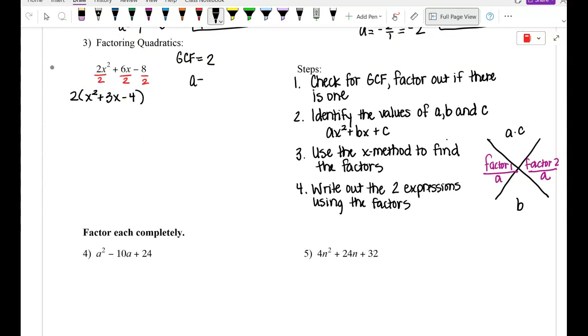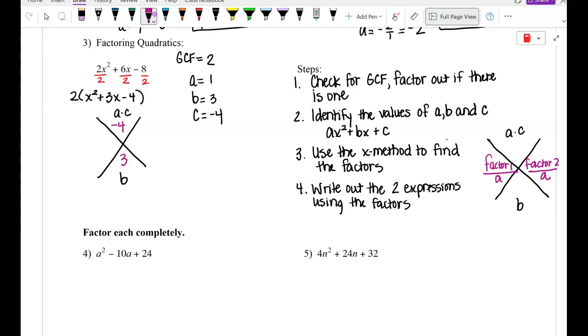So now I need to identify my A, my B, and my C. Again, I'm only looking at what's inside of the parentheses. So what would be the value of A in this case? Just 1. The A is what's in front of x squared. What is the value of B? And C? Negative 4. So now I'm going to set up my X. A times C goes at the top. B goes at the bottom. So 1 times negative 4 is negative 4.